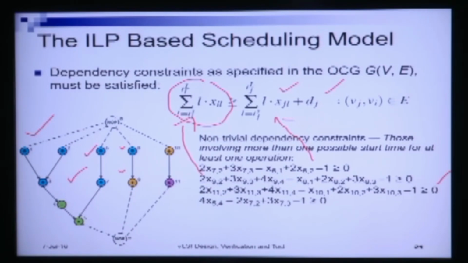Similarly, another non-trivial constraint is between operation 5 and operation 7. Another non-trivial constraint is between the sync node operation n and operation 11, and finally we also have the dependency constraint between the sync node nth operation and operation number 9. So, these are all the non-trivial constraints that are possible in our example operation constraints graph.